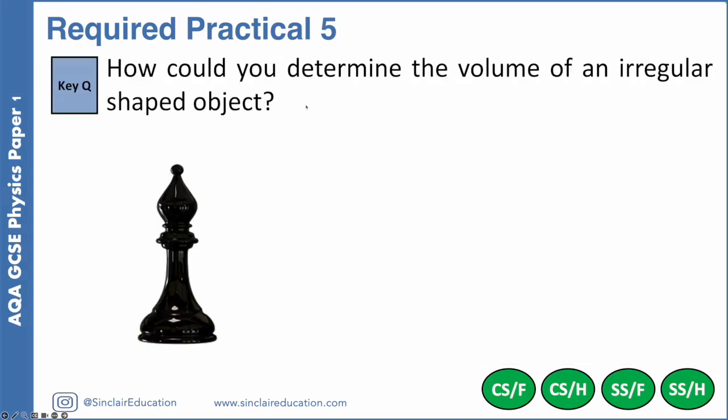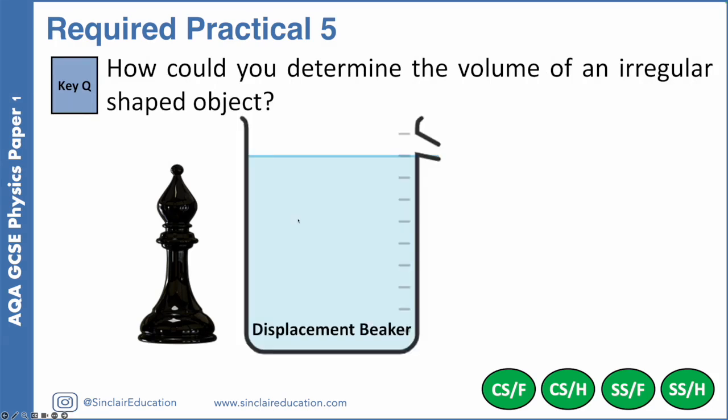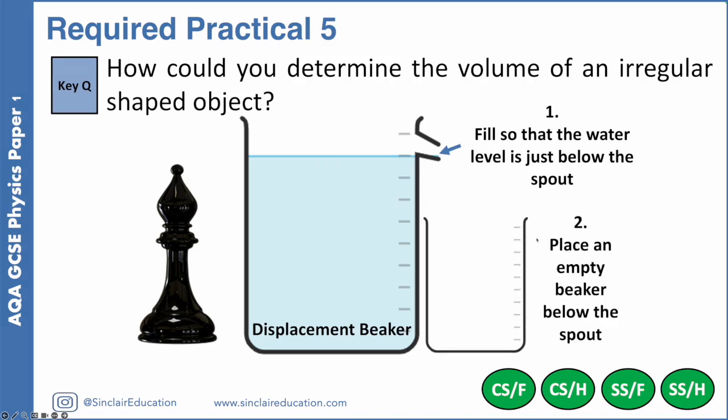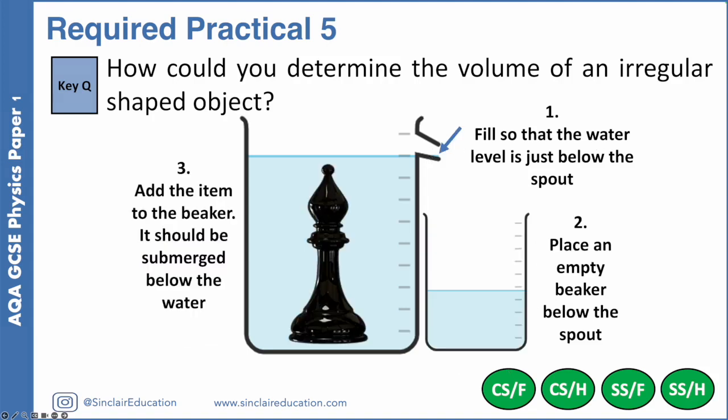If the object is now an irregularly shaped object, this is where you've got a couple of different methods that you can use. If we're using a displacement beaker, sometimes called the Eureka can, we'll fill so that the water level is just below the spout, and they will want to see that detail. And we'll have an empty beaker below that spout ready to catch and collect any displaced water. We'll add the item to the beaker so that it's fully submerged below that water level, and we'll collect the displaced water. And we'll measure this. In theory, this volume of water will be the same volume as the object that you've placed into that beaker.